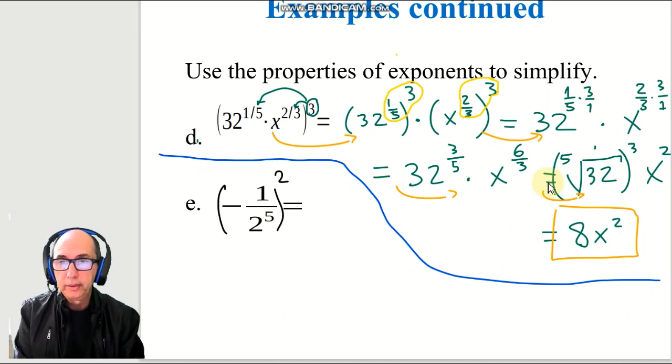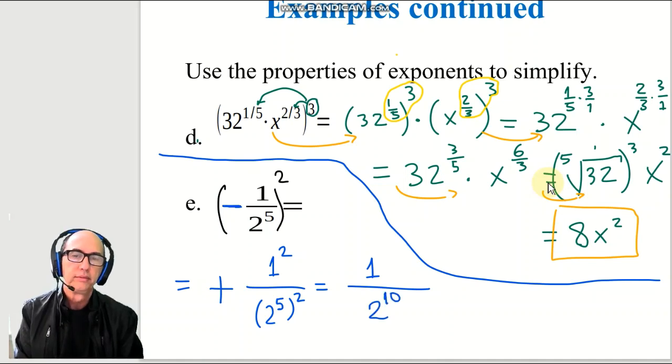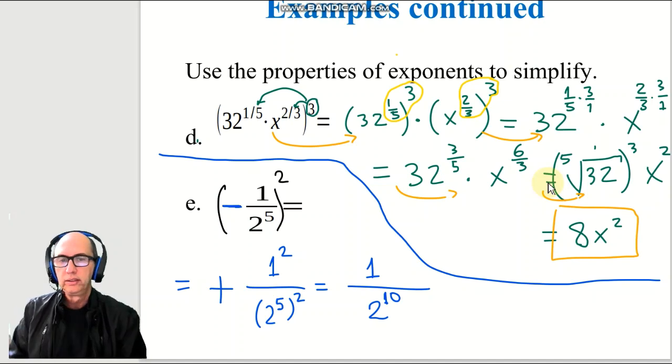First, let's check this sign. This sign is inside the parentheses, so this is going to be negative times negative, negative squared. Negative times negative is positive. And on top we have 1 squared. On the bottom we have 2 to the power 5, squared. Of course, 1 times 1 is 1. And 2 to the power 5 squared is 2 to the power of 10. You don't need to evaluate; you're going to have a huge number. That's the final answer.